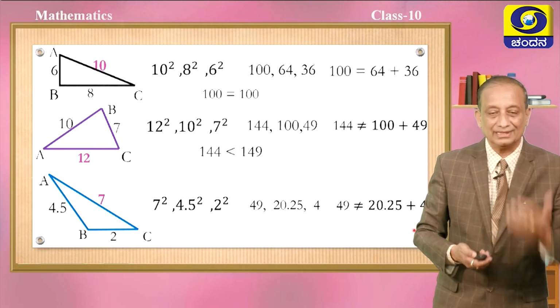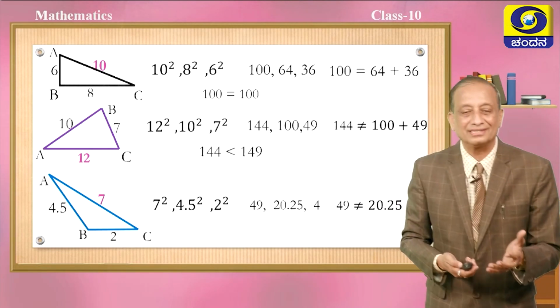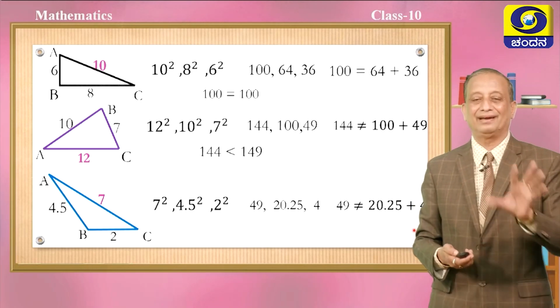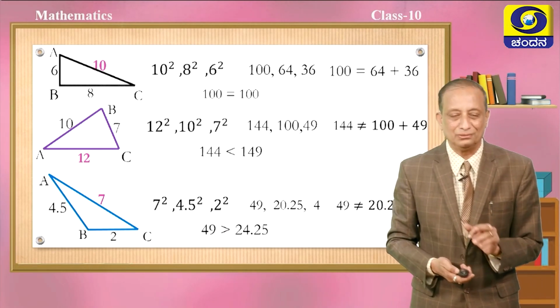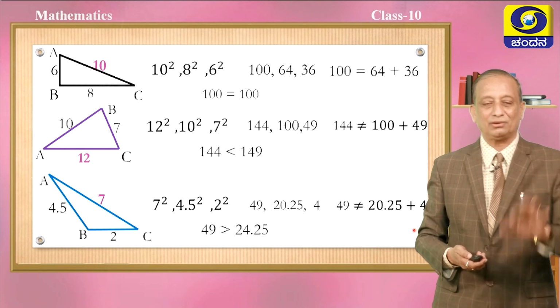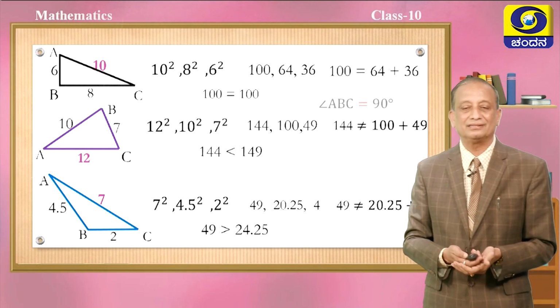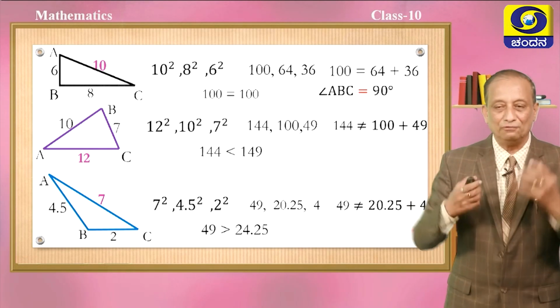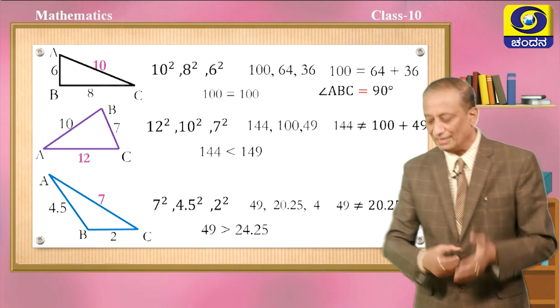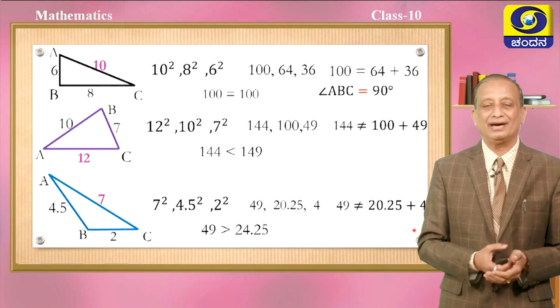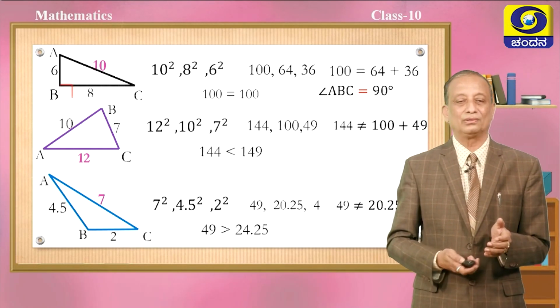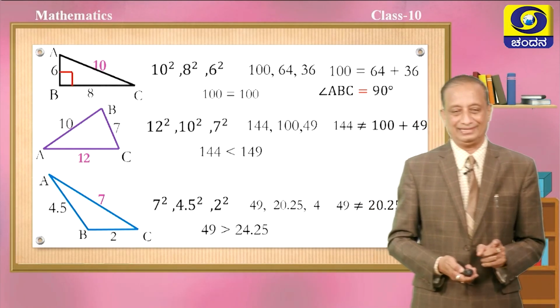So, in the second figure, the square on the longest side is in fact lesser than the sum of the squares on the other two sides. In the third figure, the square on the longest side is very much greater than the sum of the squares on the other two sides. Therefore, wherever you see that sum of the squares on any two sides is equal to square on the third side, you must conclude that those two sides will contain a right angle.